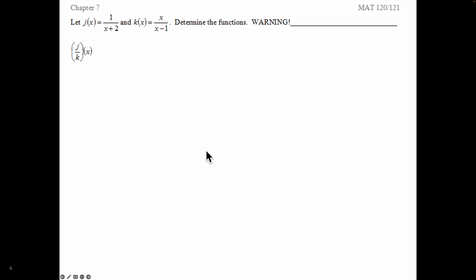Now, the next problem. Remember our previous example started with all real numbers. Now we start with restrictions. So now you could run into multiple domain restrictions. So first things first, j of x is 1 over x plus 2. We can clearly see that in the denominator, x cannot be equal to negative 2. Declare that. In the k function, x minus 1, x cannot be equal to positive 1. Declare that. Whatever you do with these two functions, these two domain restrictions must be attached to your answers. There are no other possibilities.